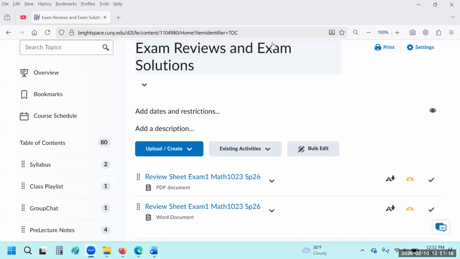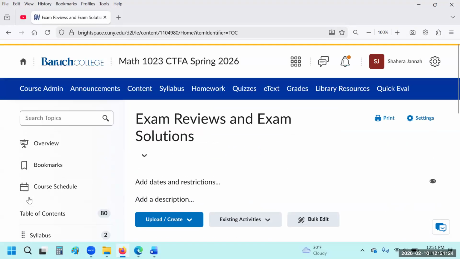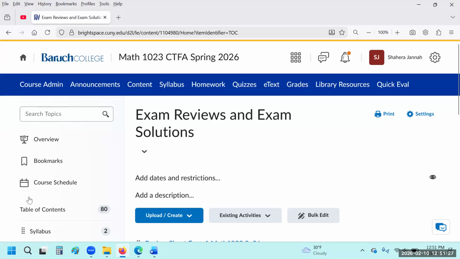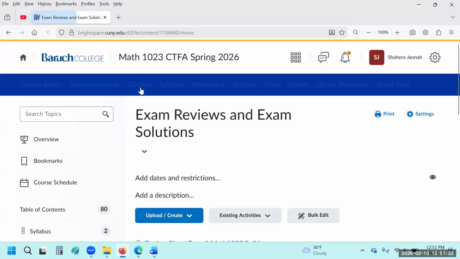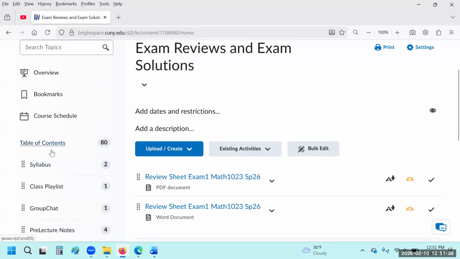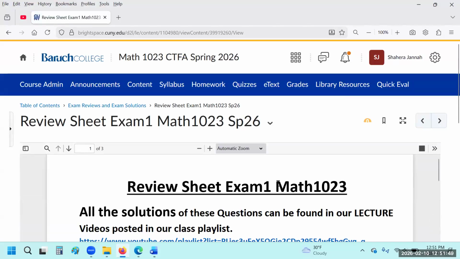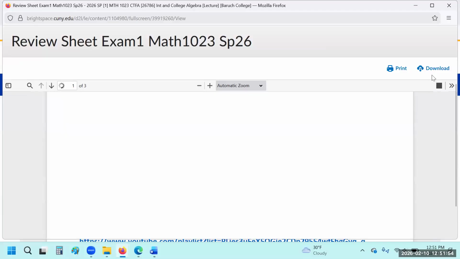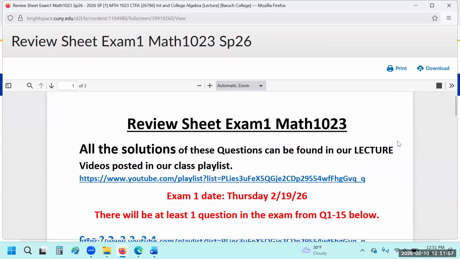If you haven't seen the review sheet, this is the review sheet I posted on our main page under content. If you click on content, you see on the left panel, it says exam reviews and solutions. You click there, and then you see two versions. One is PDF and one is Word. Whatever is easier for you, use that version. You can click on the 4 arrows to make it larger, and then also you can download it here. You can also print from here.